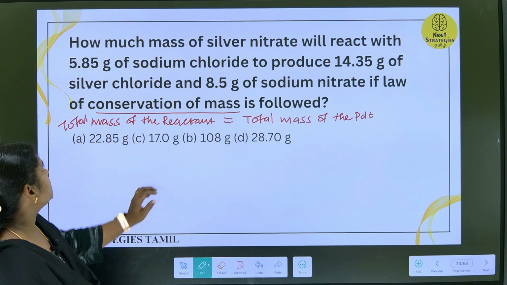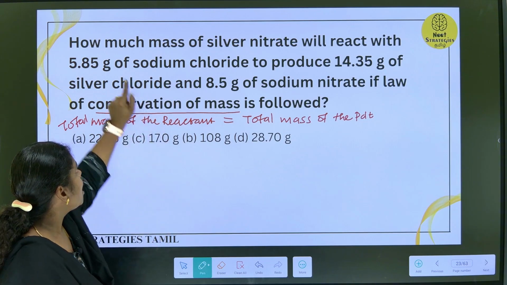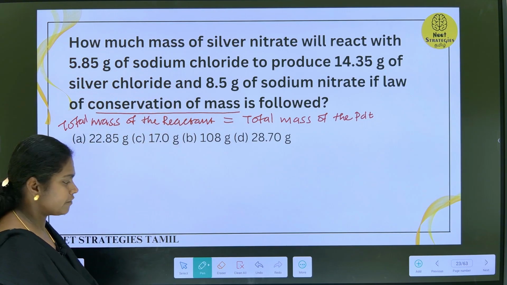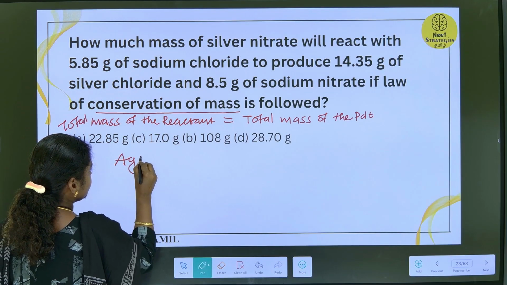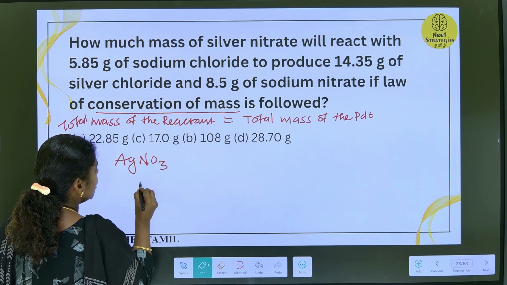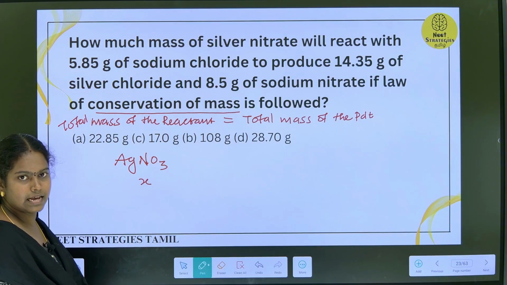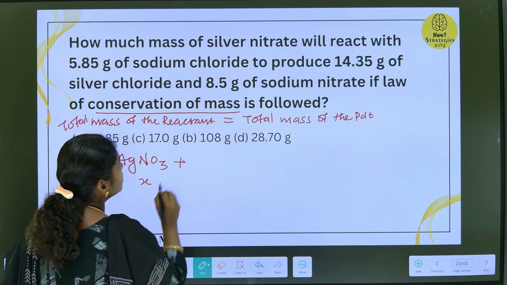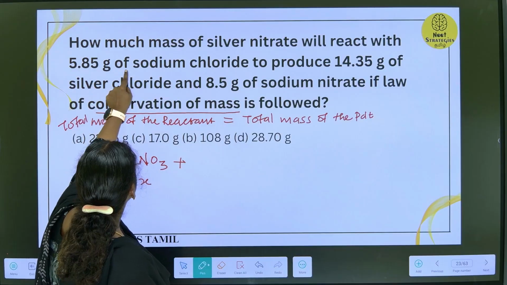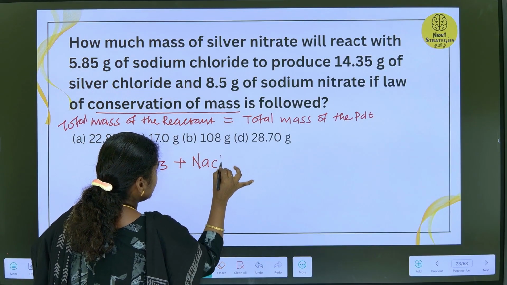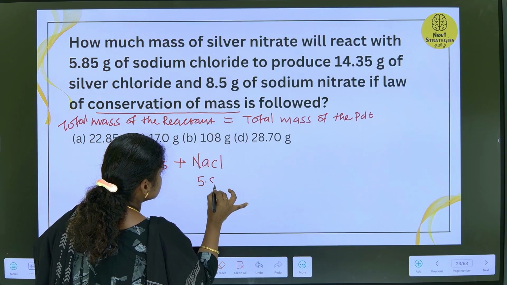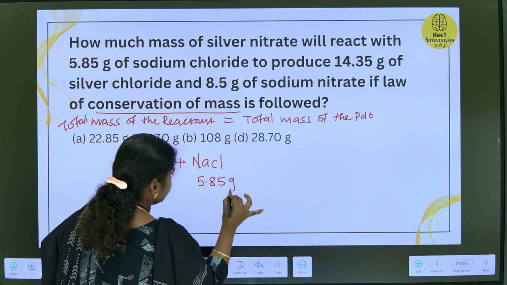Okay, so first, what are the things given? How much mass of silver nitrate? First write the equation. They will ask how much mass, so I just use x gram. It reacts with 5.85 gram of sodium chloride.